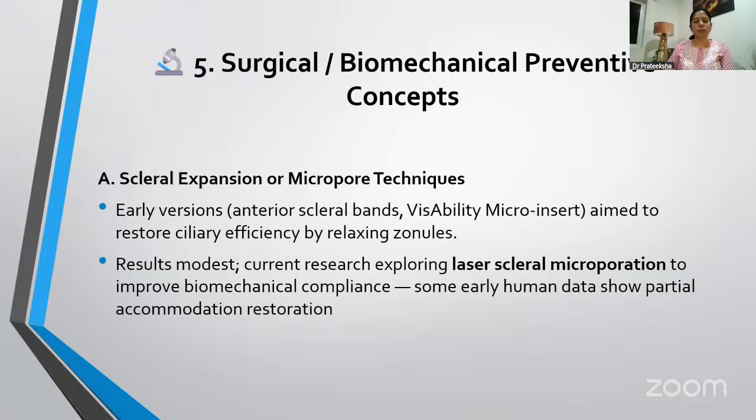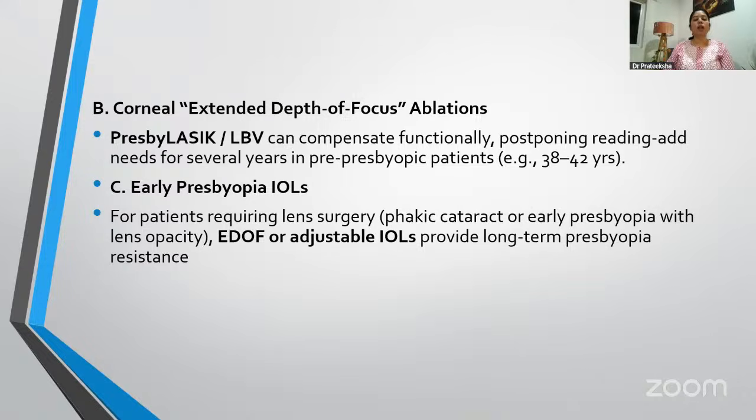Surgical and biomechanical preventive concepts. Scleral expansion or micropore techniques: early versions used anterior scleral plates or inserts, aiming to restore ciliary efficiency by relaxing zonules. Results were modest, or current research is exploring laser scleral microporation to improve biomechanical compliance. Some early human data show partial accommodation restoration. Corneal extended depth of focus ablations like PresbyLASIK can compensate functionally, postponing reading glass needs by several years in pre-presbyopic patients. Early presbyopia IOLs: for patients requiring lens surgery, phakic cataract, or early presbyopia with lens opacity, EDOF lenses or adjustable IOLs can provide long-term presbyopia resistance.